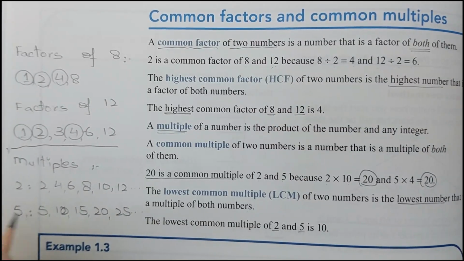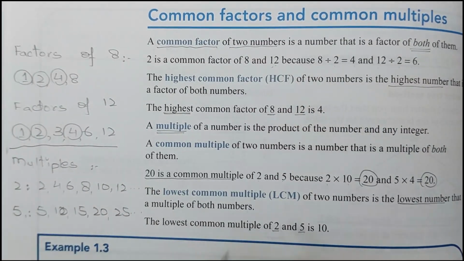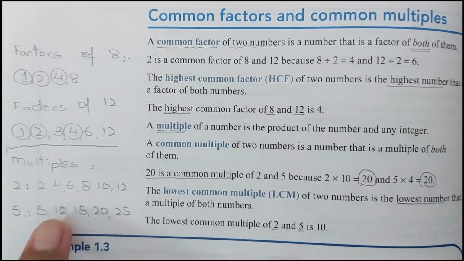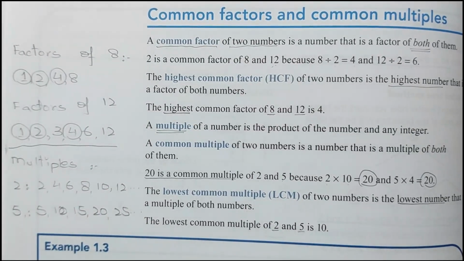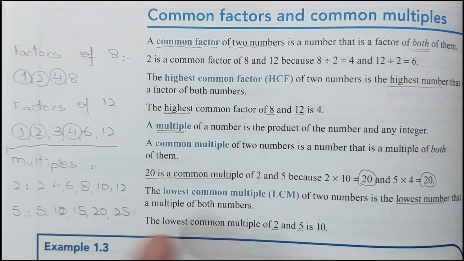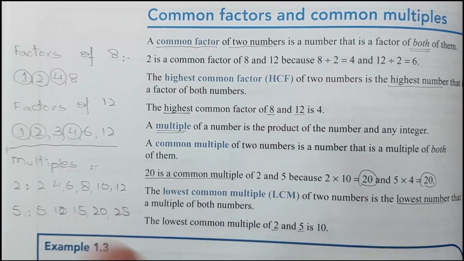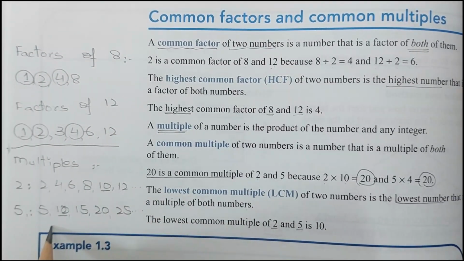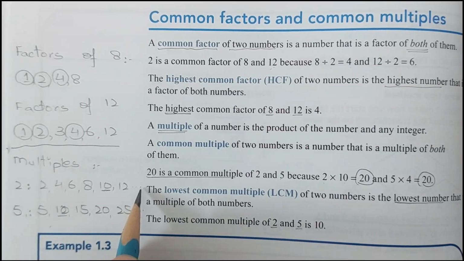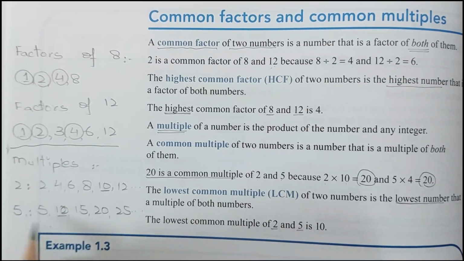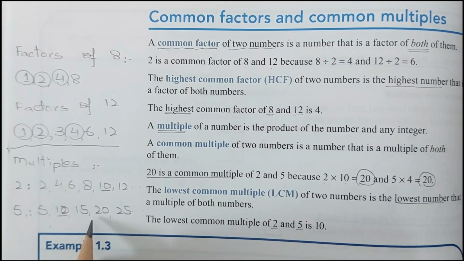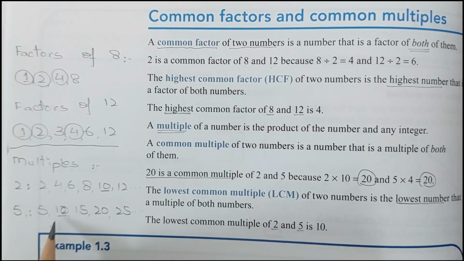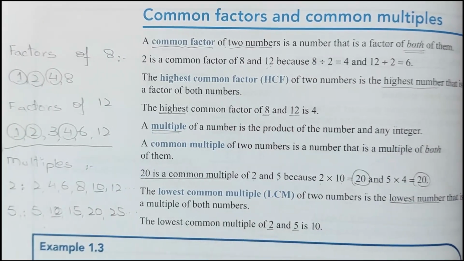Okay, so these are the multiples, meaning the times table, right? So for the multiples of number 2 and number 5, I listed some multiples. Now we have to pick the common one. Which one is the common? 10 is common, and that is also the lowest one, the least common. 20 is also common because 2 times 10 is 20 and 5 times 4 is 20, but that is the highest common multiple. So the lowest common multiple of these two numbers is only 10.